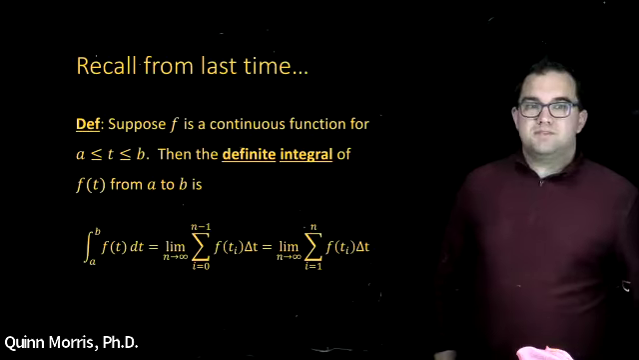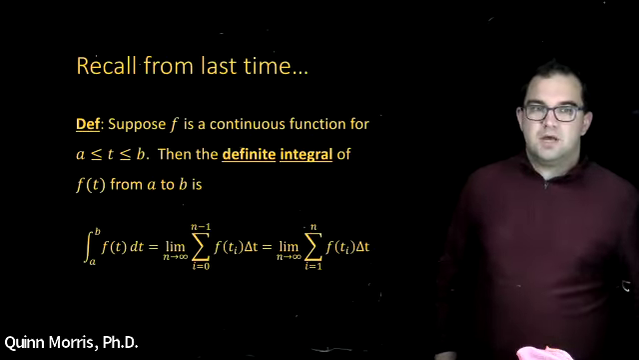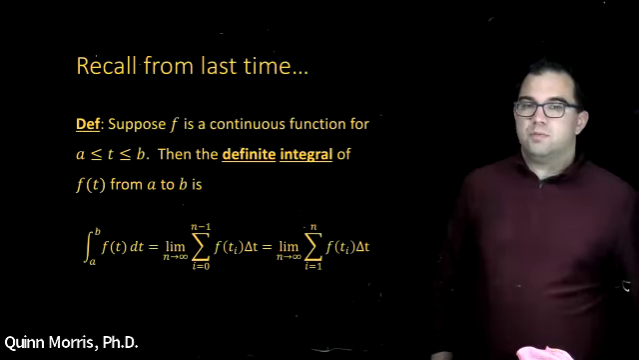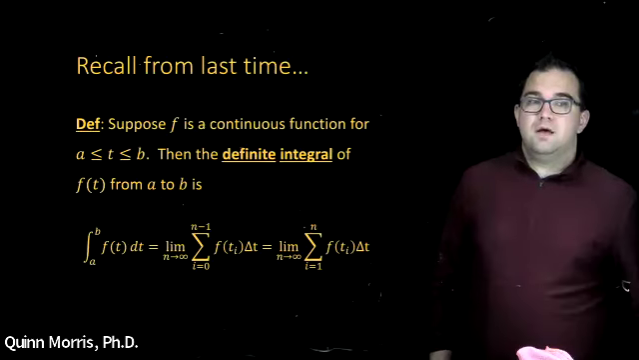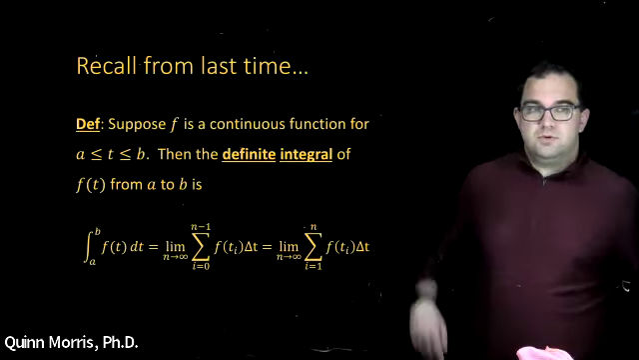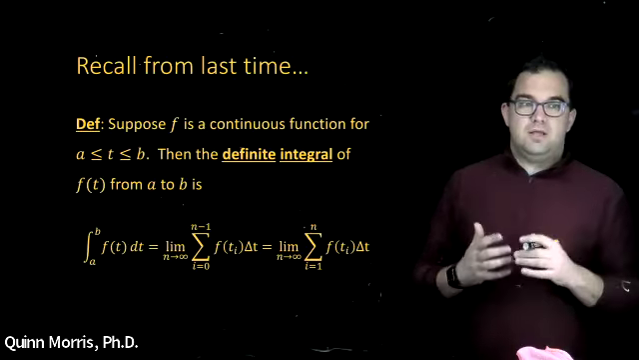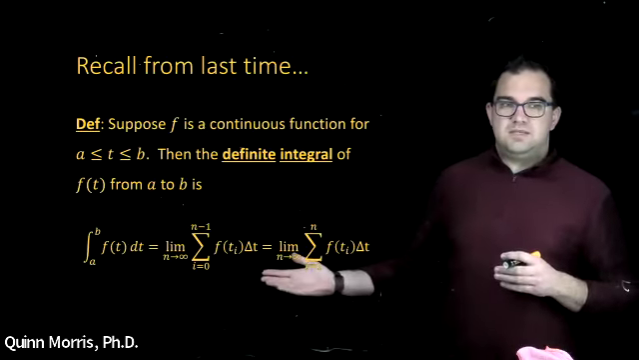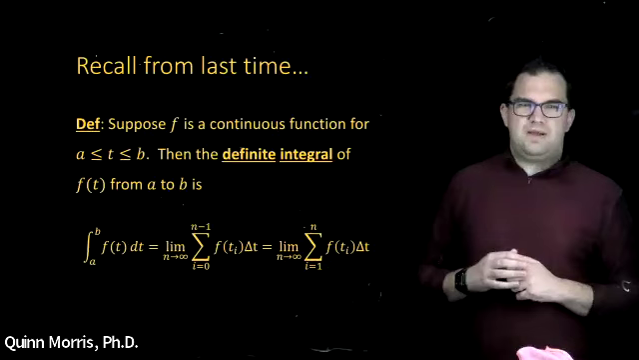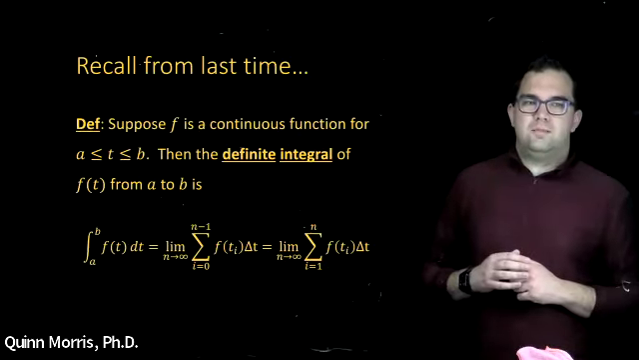So recall from the last video that we defined the definite integral in terms of Riemann sums. We were approximating the area under a curve, the signed area, by using these Riemann sums. So the definition of the definite integral is in terms of Riemann sums. Now, unfortunately, these sums that you see here are really quite difficult to work with by hand.